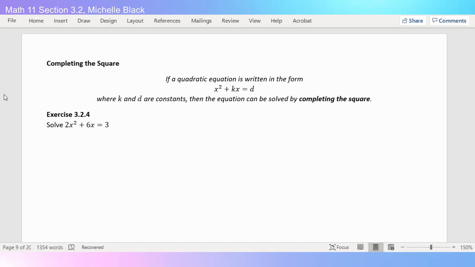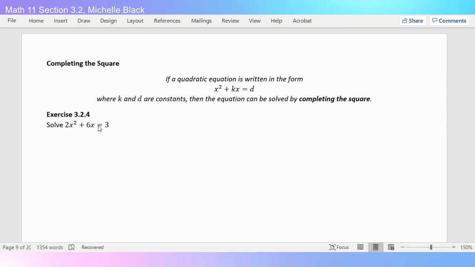Another tool we have to help us solve our quadratic equations is completing the square. Now we've already done completing the square two other times, when we were trying to rewrite the equation of a circle and when we were writing equations in vertex form. Here we have, if a quadratic equation is written in the form x squared plus kx equals d, where k and d are constants, then the equation can be solved by completing the square.